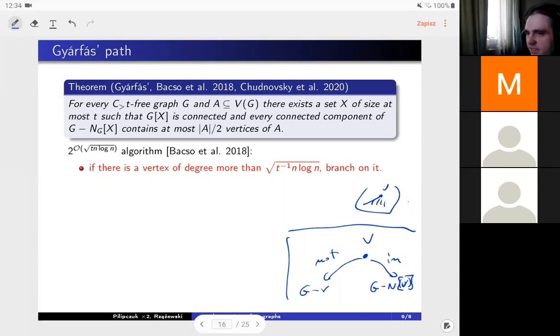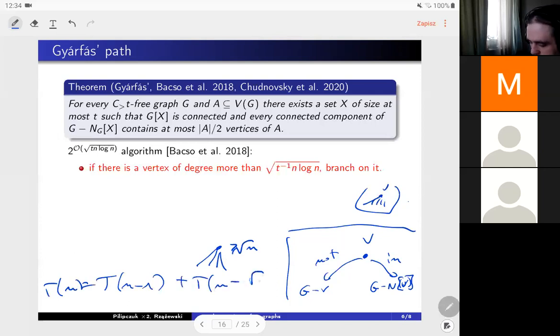Okay, so this is the general toolbox of what you can do with PT3 graphs and maximum weight independent set. The observation of the algorithm of Bacho et al. is that if there's a vertex of degree roughly root n, or at least root n, then branching on this vertex gives a sub-exponential time algorithm. This is a sub-exponential time recursion, because in one branch you delete one vertex, but in the other branch you delete root n vertices.